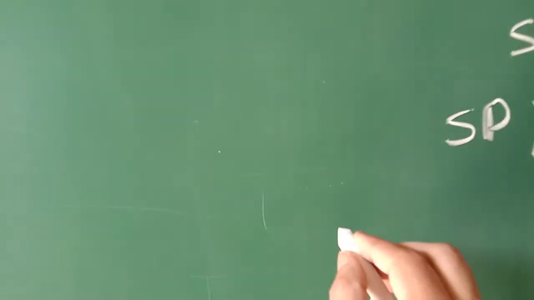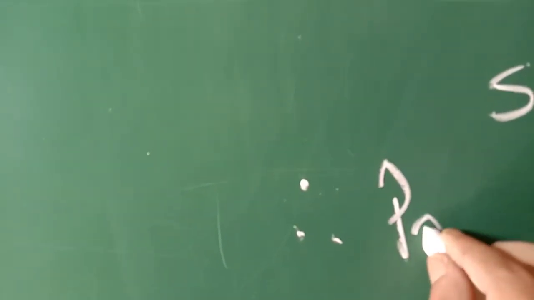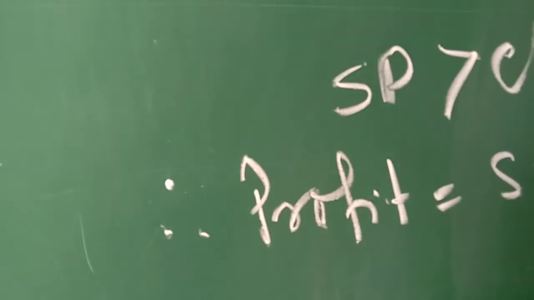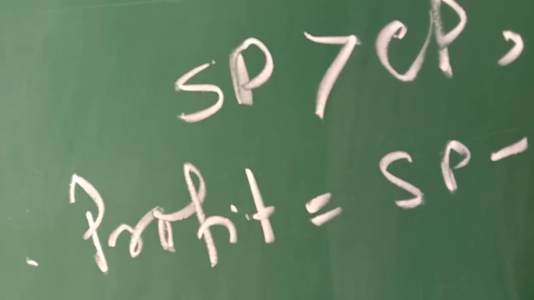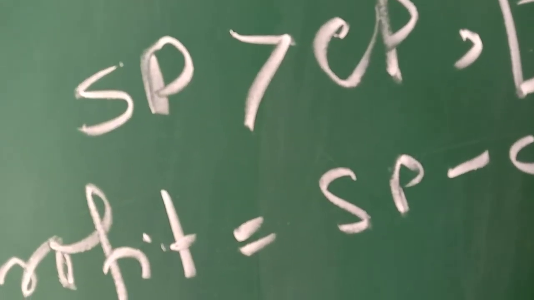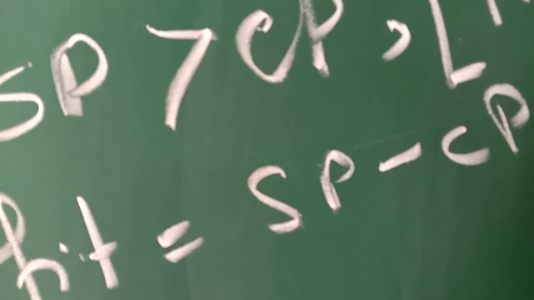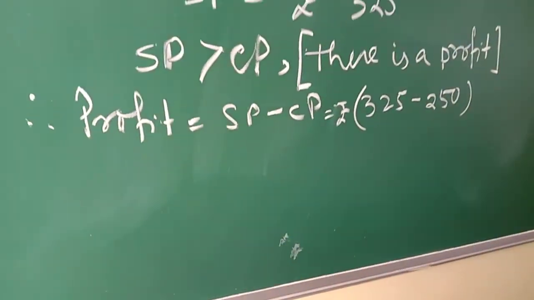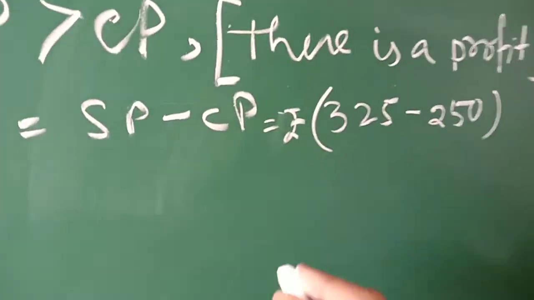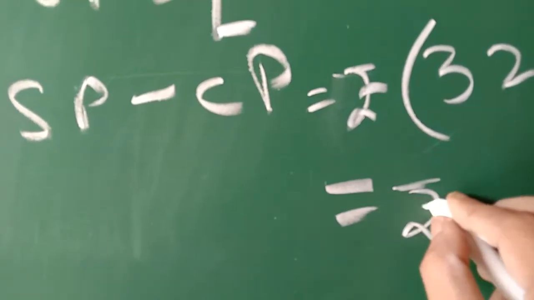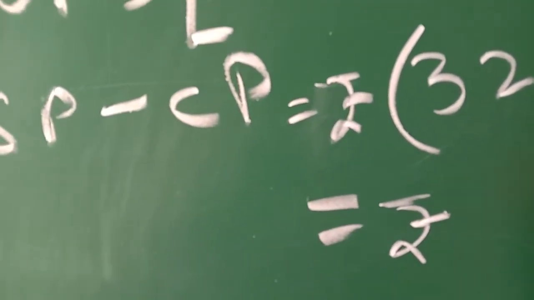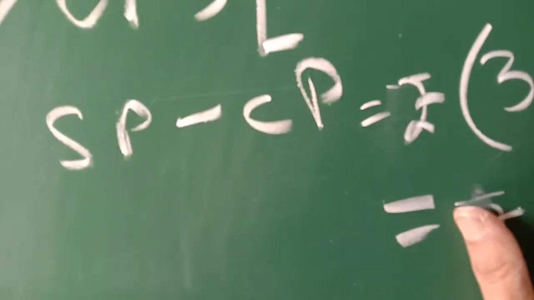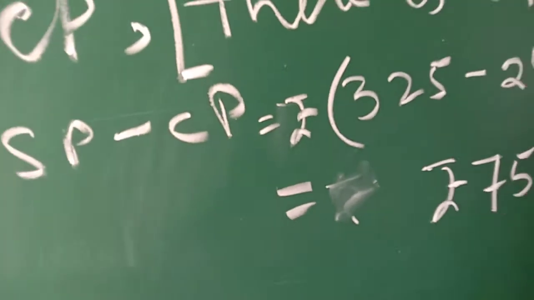So profit is equal to SP minus CP. What was your SP? It was 325 minus 250 rupees. Yes, of course it is rupees. You have to write rupees also. Now, what is the value of profit? If you subtract it, 75, rupees 75. Your total the profit of that garden share is rupees 75.